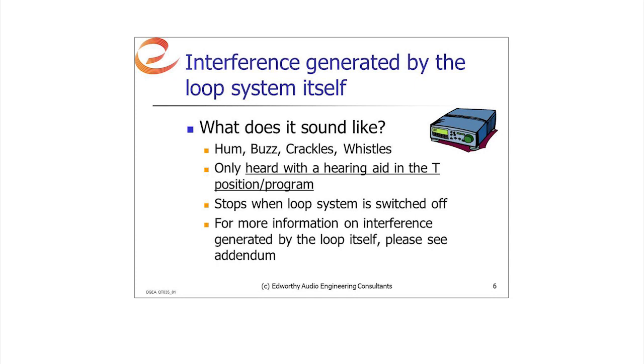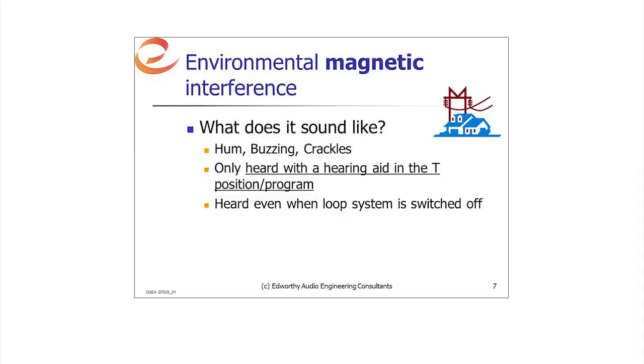The interference that's generated by the loop system itself can be hum, buzz, crackles, whistles, but it's only heard when the hearing aid is set to the T position or program. It will stop when the loop system is switched off. So one way of identifying this noise is to switch the loop system on and off. Does the noise go away? If it does, it's generated by the loop system itself. And once again, we don't have time today to cover that. There's more information in the addendum. But on to the main subject of this morning's talk, environmental magnetic interference.